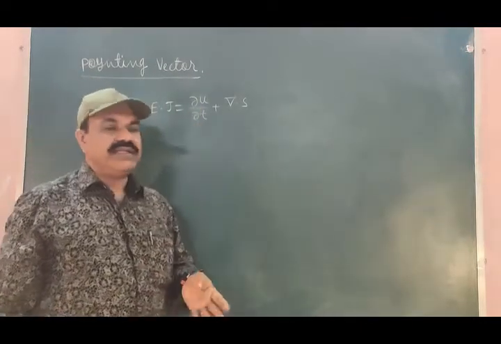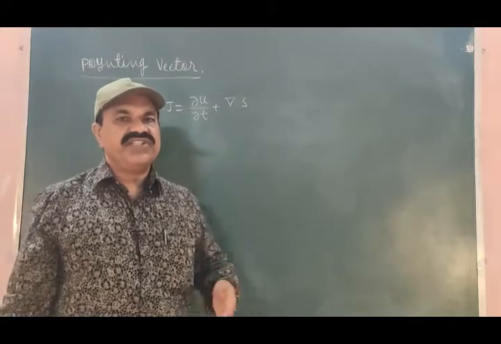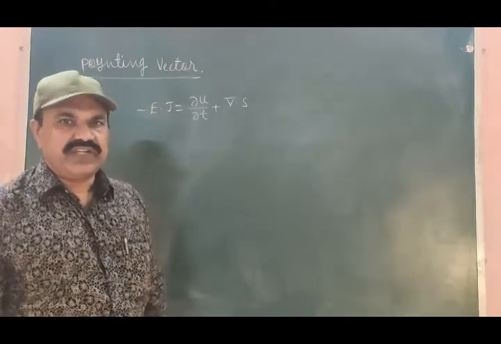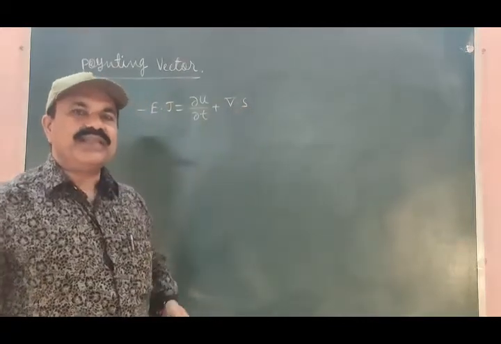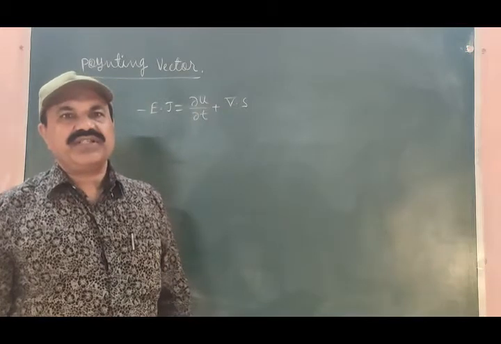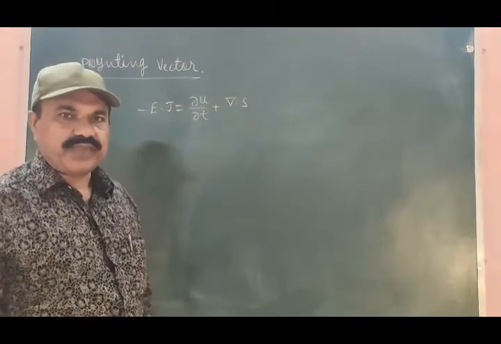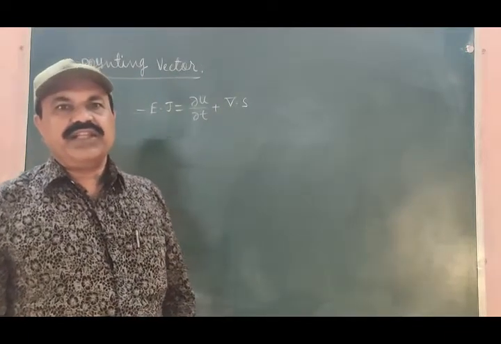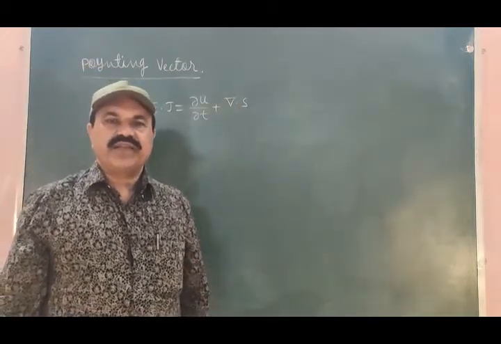du by dt, the time rate of change of the electromagnetic energy stored in the electromagnetic field, plus del dot S, the rate of the electromagnetic energy crossing unit area, is equal to the power transmitted in the electromagnetic field by the free charges.